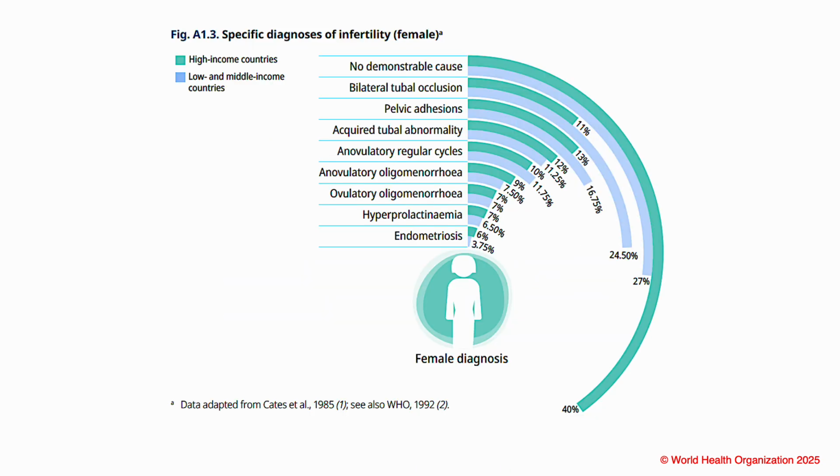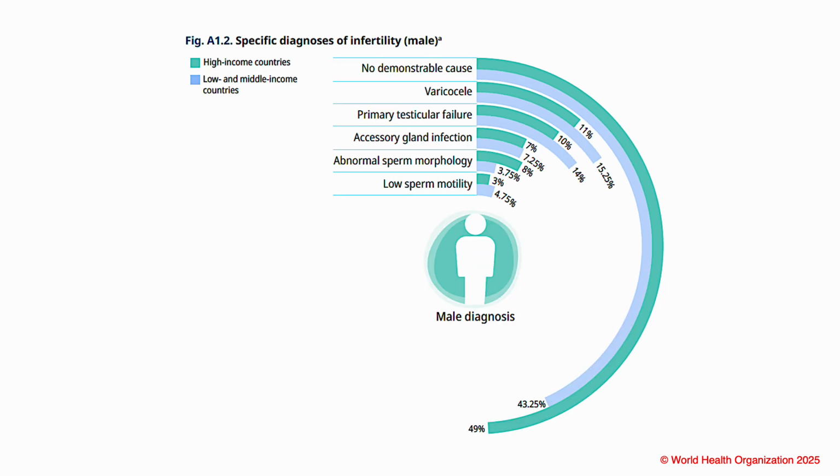The same thing is here in the diagrammatic form, the specific diagnosis of infertility, which is making it easy to understand. As we can see here, up to 40% cases, no demonstrable cause, and most common cause is the bilateral tubal occlusion. In male, you can see here the no demonstrable cause in almost around 40 to 45% of the cases, and varicoceles, you can see here, 11 to 12% of the cases.